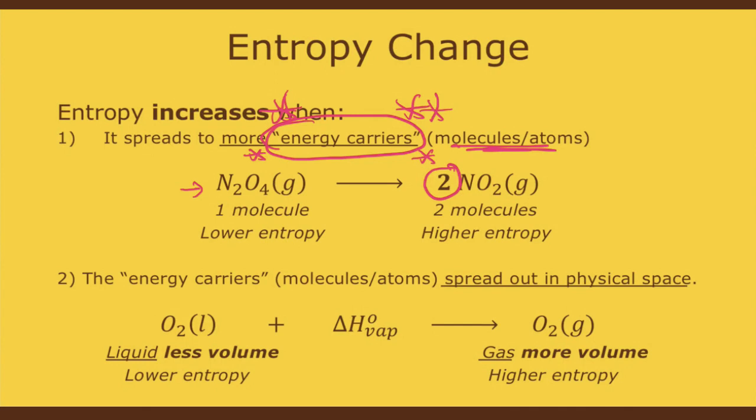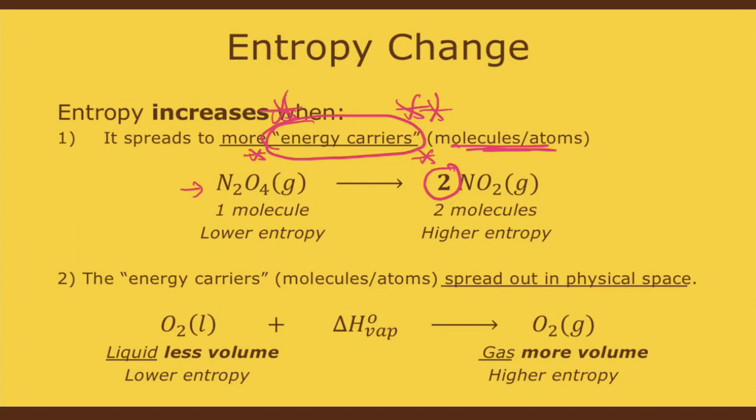And then number two, we have the energy carriers spread out in physical space. So if there's a bigger place that they can be in, then there's more locations they can be in. One way is actually when things change phases. So we have 1 mole of liquid oxygen, and we add some heat, and then it becomes a gas. Well, remember, 1 mole of liquid oxygen is a relatively small volume, but when we change it into 1 mole of oxygen gas, that's 22.4 liters.